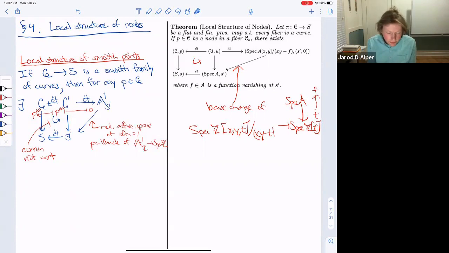So the statement will imply a number of nice properties. In particular, it allows us to know that the locus of nodes is an open condition in an arbitrary family of curves. We'll then use that to know that the substack of nodal curves in the stack of all curves is an open substack. So that's why we want this statement. But hopefully the statement is clear.